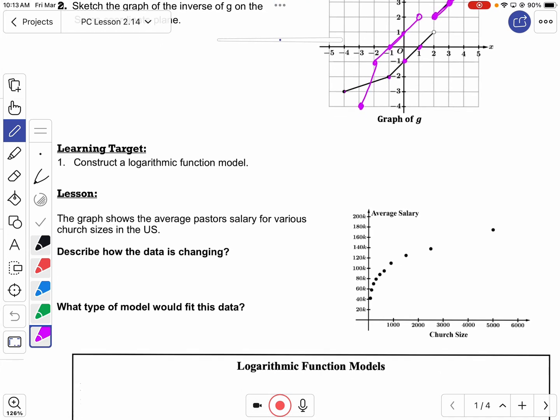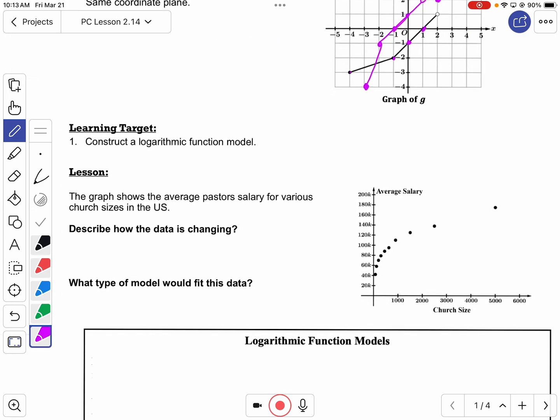It says the graph shows the average pastor's salary for various church sizes in the U.S. So we have church size down here, I'm assuming people, not square feet of the building. And then the average salary of that pastor. How is this data changing? All right, what would you say about these dots? If you were just looking at them, what would you say?